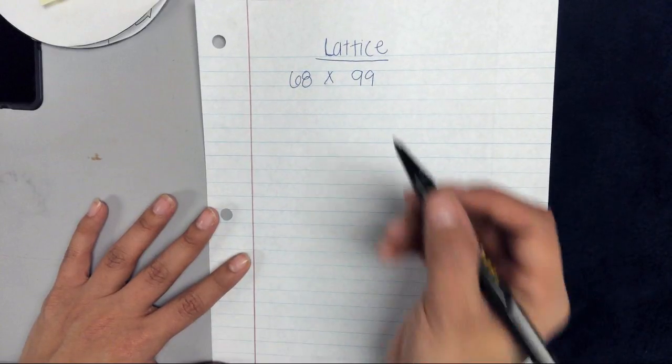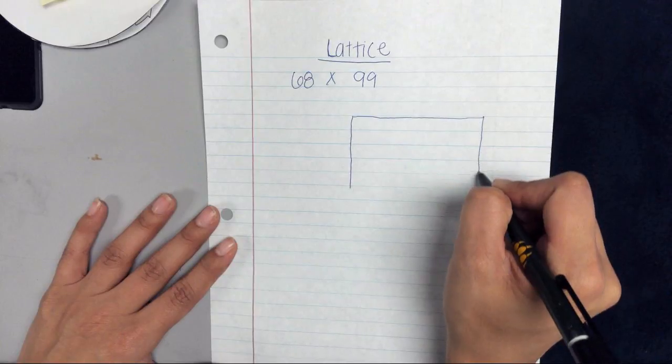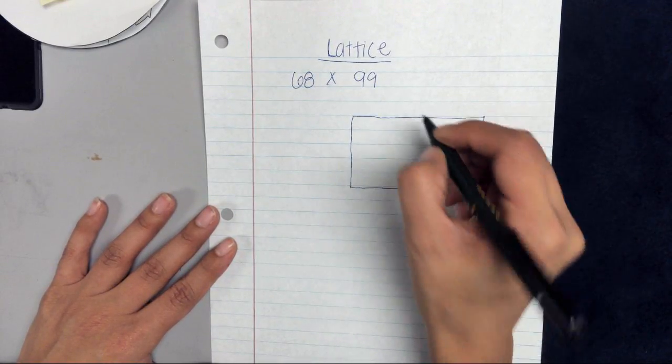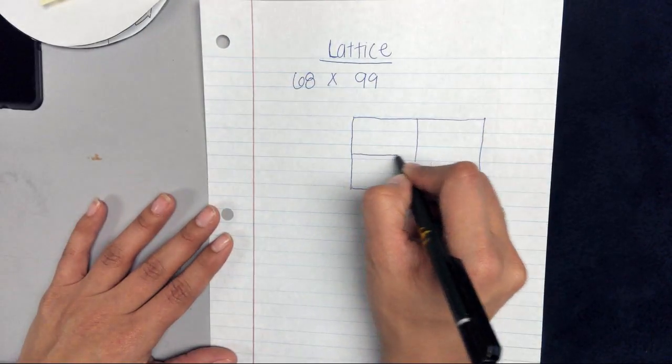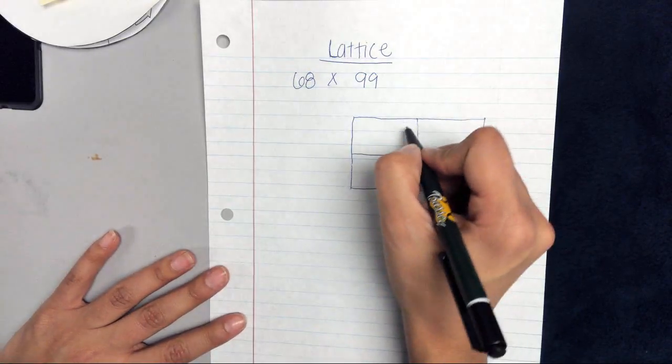68 times 99. Lattice is different than the array model, or what I like to call the window, because we do not have to do partial products or find the expanded form. We just do it digit by digit.